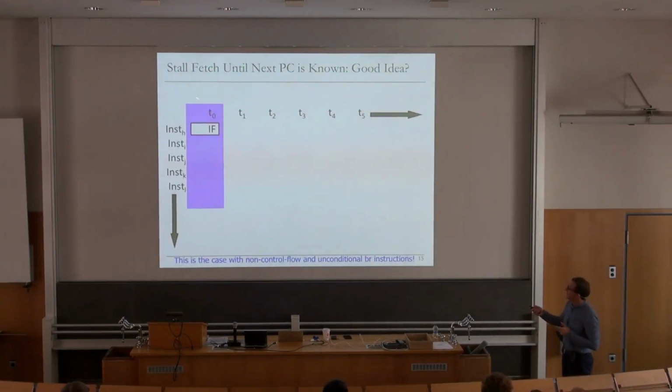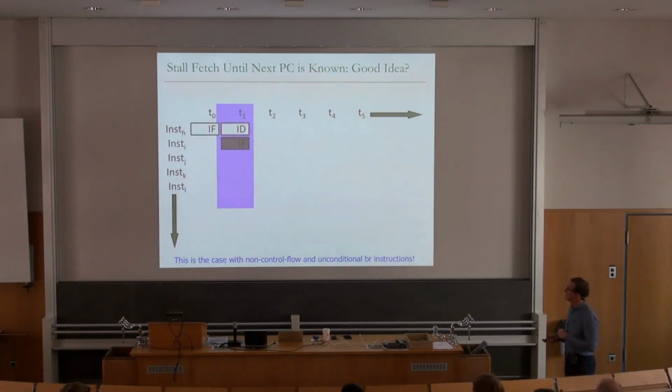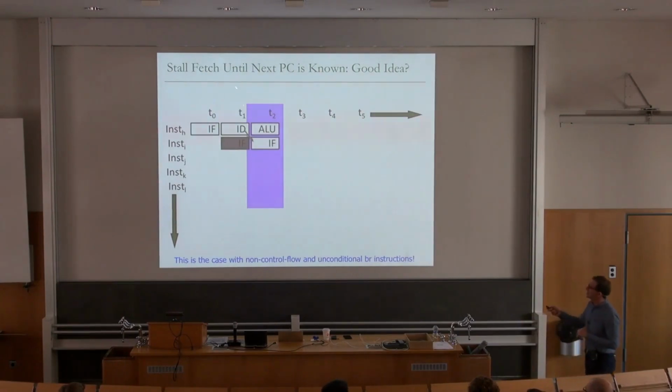Basically, the key idea here is to stall the fetch until the next PC is known. And we're not even going to look at control flow instructions yet, basically control flow and unconditional branch instructions. What happens to the pipeline if you do that? Well, when is the next PC known? The next PC is known after this instruction is decoded, and you figure out it's a non-control flow instruction. You know its size, and you basically say PC equals PC plus size, right? Which means that you've just wasted the slot.